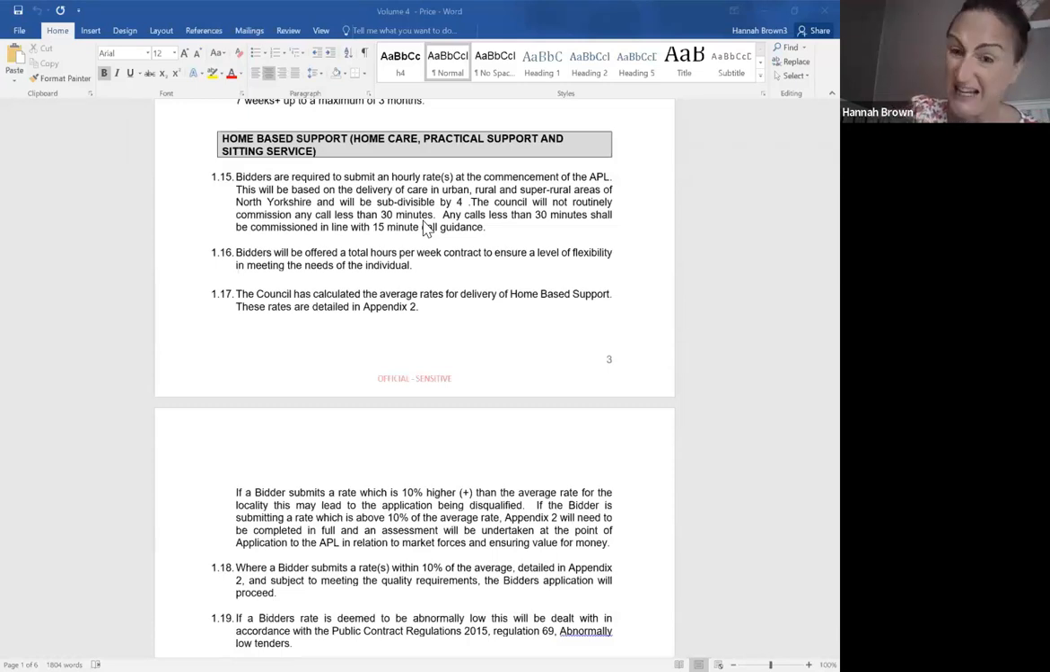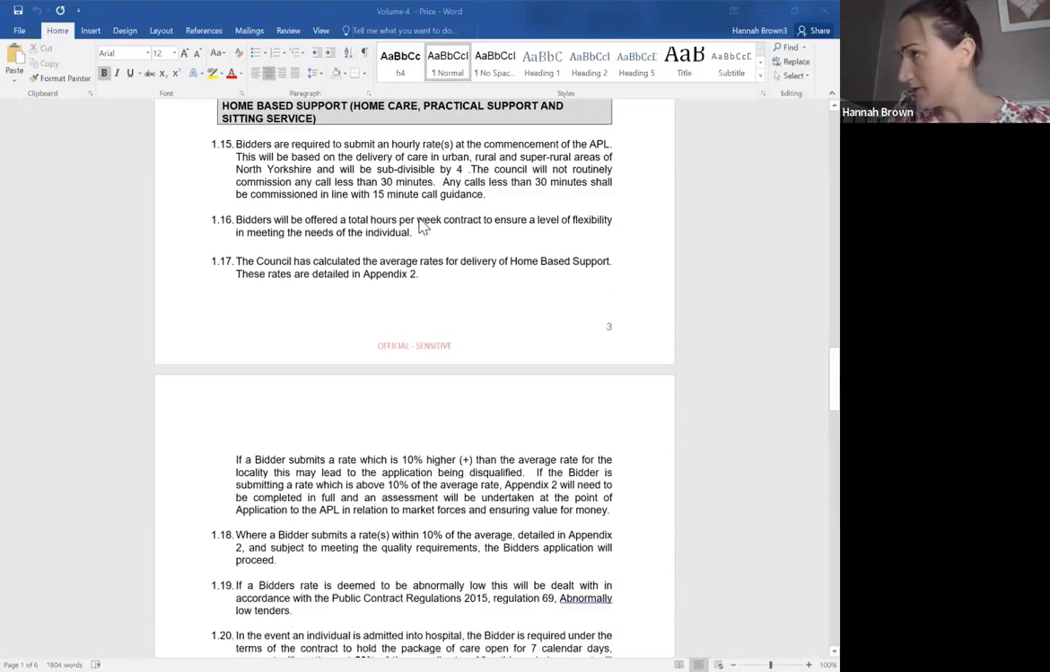It's a bit like a fried egg, is the easiest way for me to describe it, and it shows you geographically where the urban, rural and super rural areas are within that locality. So your yolk is your urban area, your white is your rural area, and anything beyond that is super rural. So that will just help you to break down your rates, and we just recognise that in those super rural areas you may need to think about different rates for delivering services in those areas, and those rates need to be subdivisible by 4. The document just makes reference to the council's 15-minute call guidance.